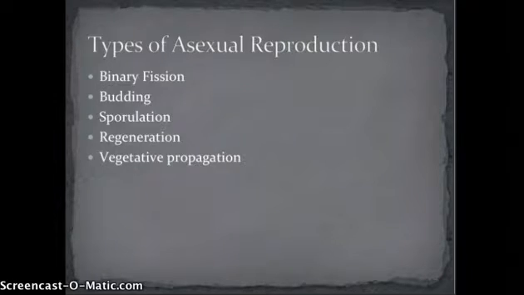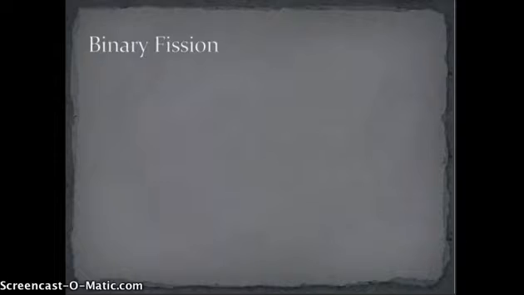There are several types of asexual reproduction. There's binary fission, budding, sporulation, regeneration, and vegetative propagation. We're going to take a minute to go through each of these and see what some diagrams look like. Oftentimes the Regents will show you a diagram and you need to identify that it is asexual reproduction. So binary fission is the first.